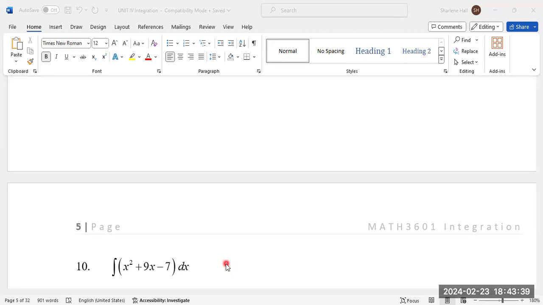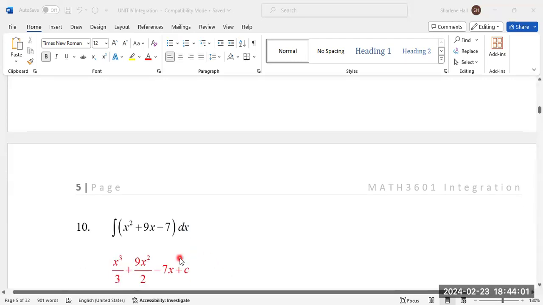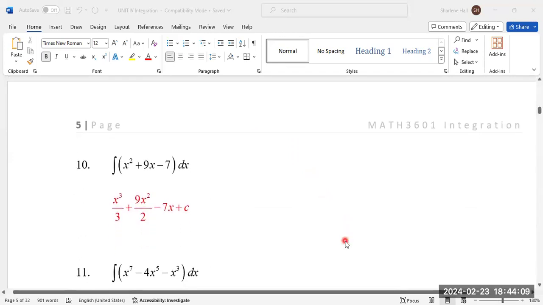What's the answer? Sir, I got x cubed over 3, 9x raised to the power 2 over 2 minus 7x plus c. Good job. All right. How are we feeling as it relates to this? I would say 2 more. We can go faster on that one.